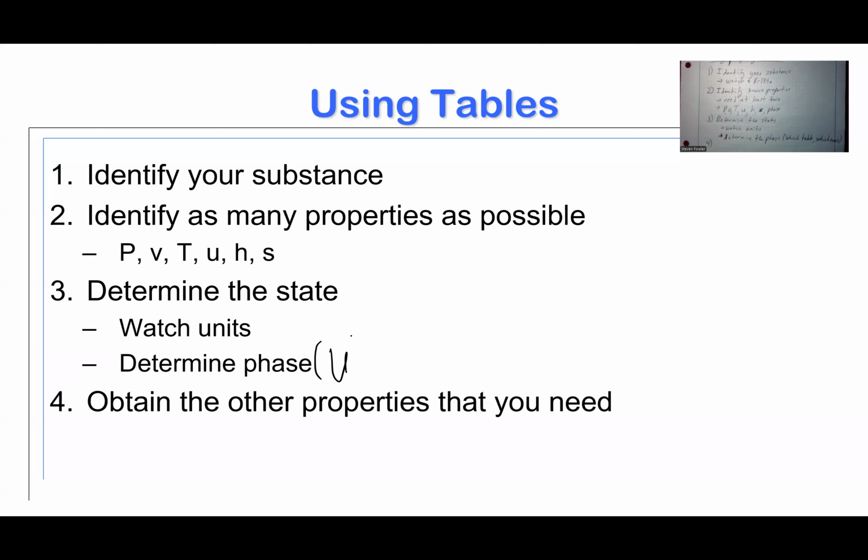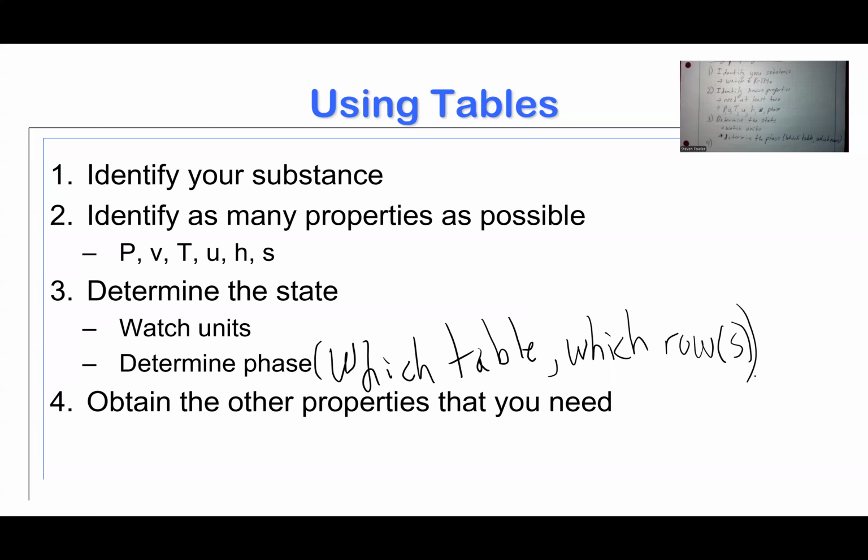in parentheses. Which table and which rows. So row or which rows are you between? Which table, which rows? Once you know the phase, you can dial in, figure out the state. Once you know the state, you're going to know which table, which row. And once I know which table, which row, that means that I can record your desired or needed properties, which is really the whole goal.